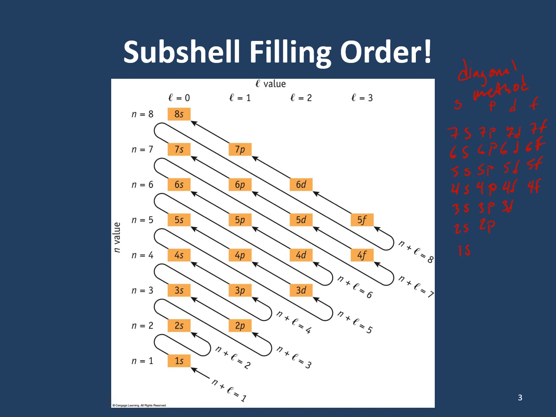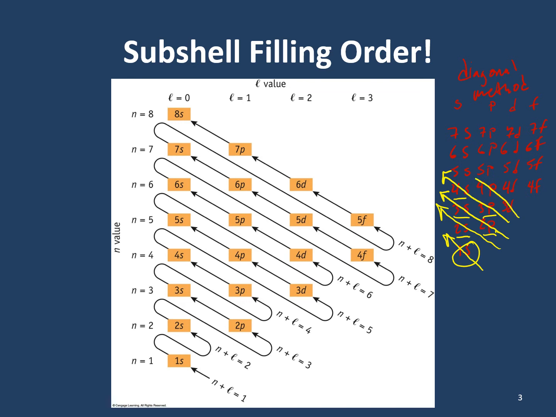And the way we do this now is what's called the diagonal method. You just start drawing diagonal lines from the bottom right to the top left. My first one is the 1s orbital. Then I draw another diagonal line, and that's the 2s orbital. And then another diagonal line. So far I go 1s, then 2s. Now I go through 2p, then 3s. Then I do 3p, then 4s.